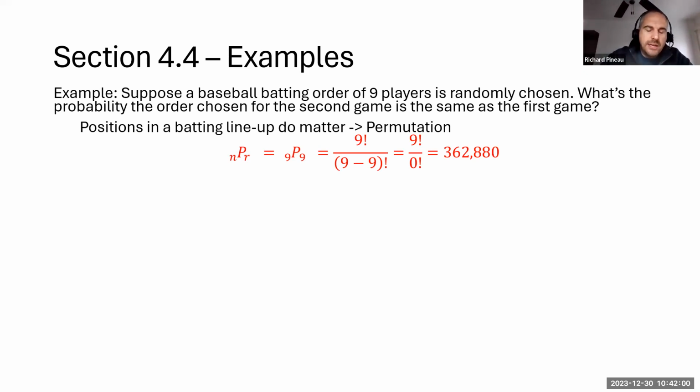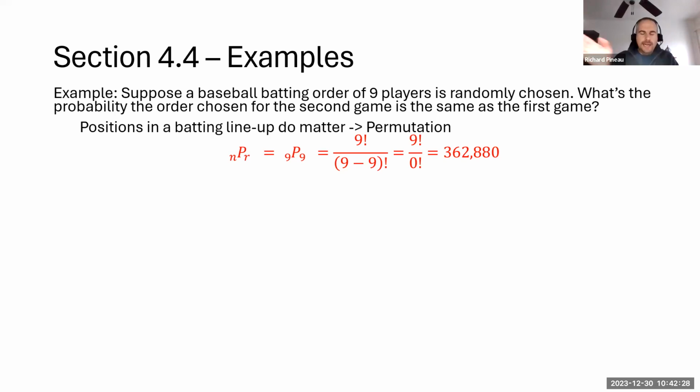So I have 9 players, and I need to arrange all 9 in an order, and that order is going to matter. So our denominator here is going to be 0 factorial, okay? And that's fine. That's going to be 1. So it should make sense that this is going to be 9 factorial, 9 times 8 times 7 times 6 times 5, etc. Because if we have 9 players and I pick one for the first batting position, then how many players do I have for the second batting position to choose from?